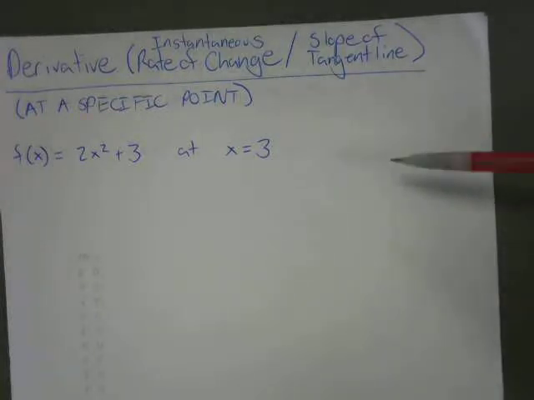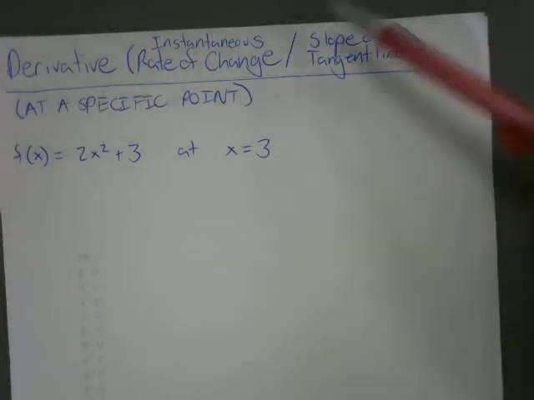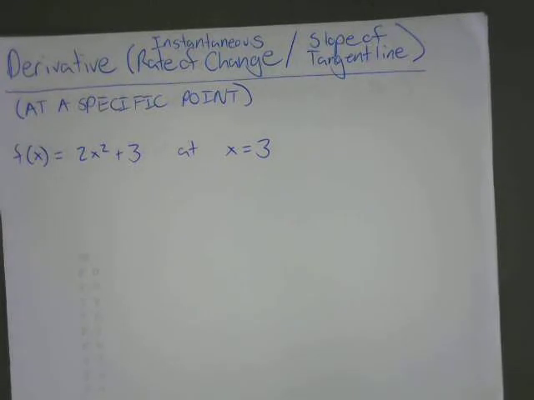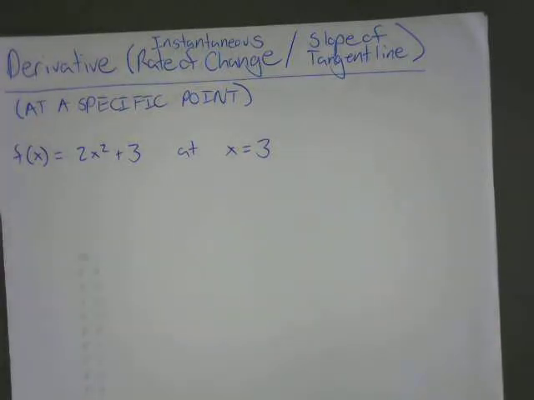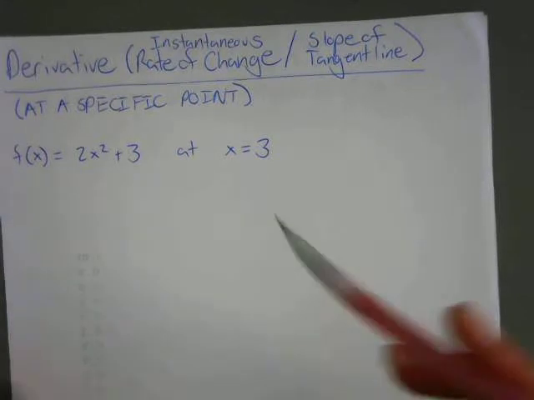All right, let's talk about the derivative, or the instantaneous rate of change, or the slope of the tangent line. So let's say that I want to find the derivative, or either of these things, this also means the same thing, at a specific point, x equals 3, of this function.